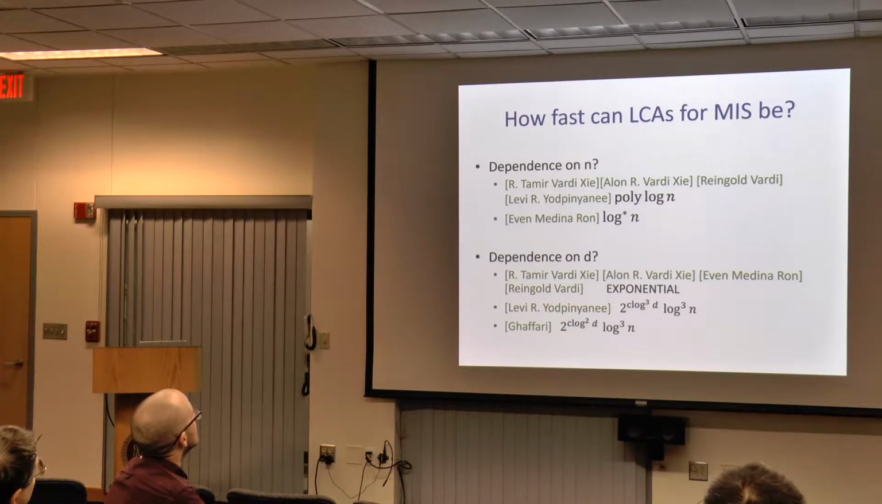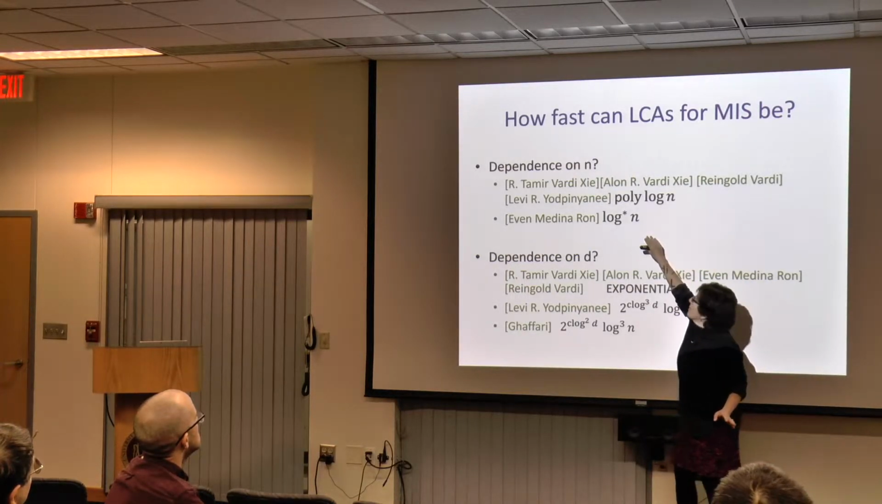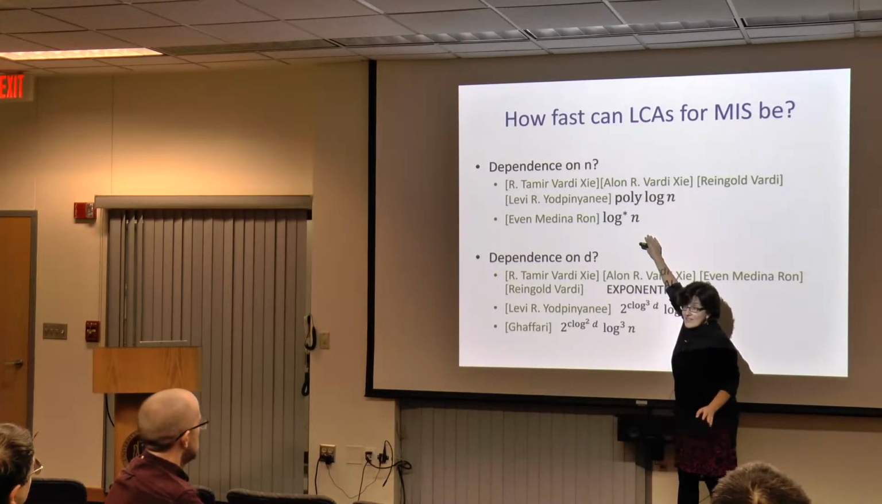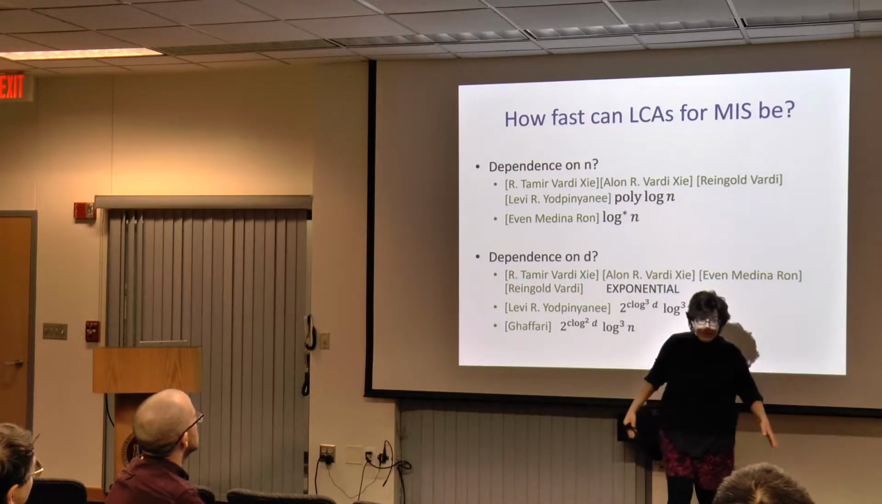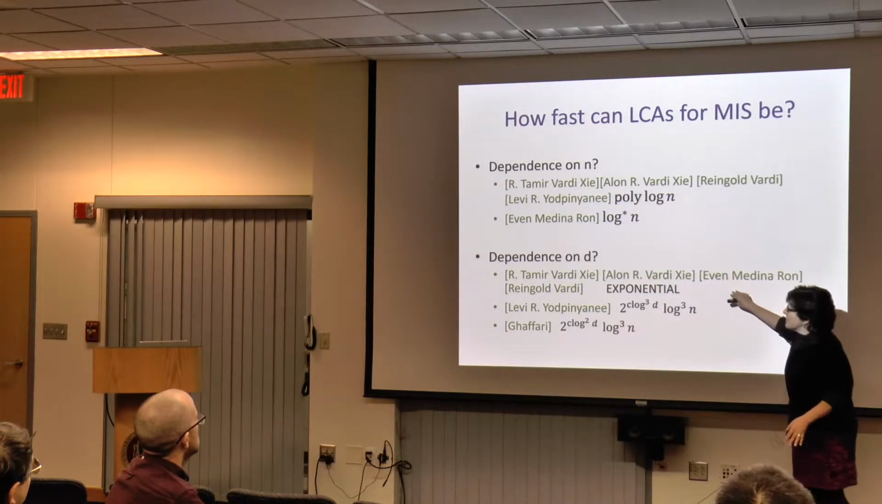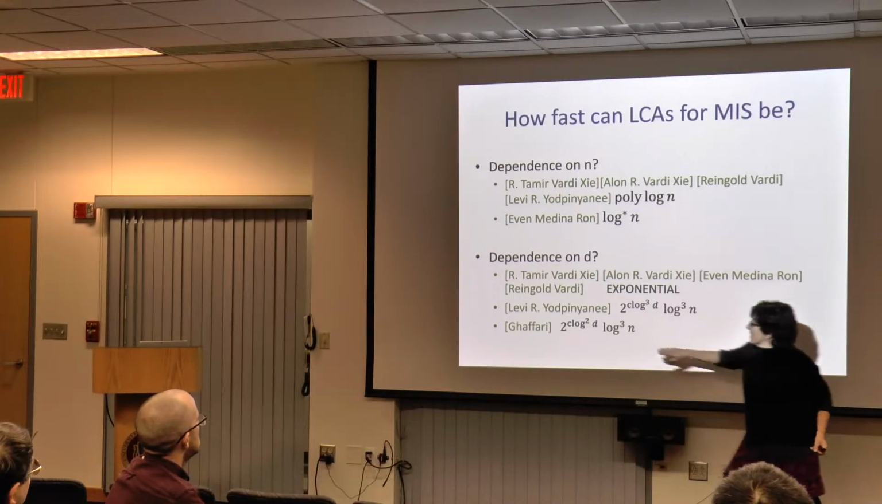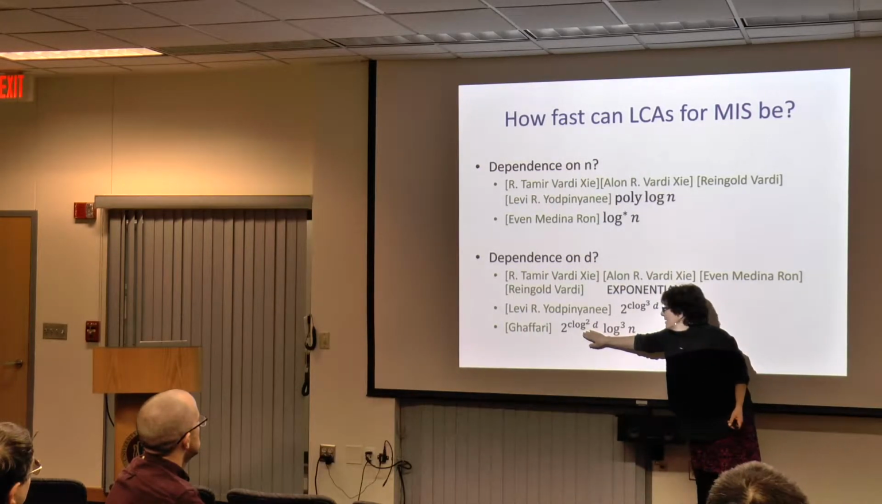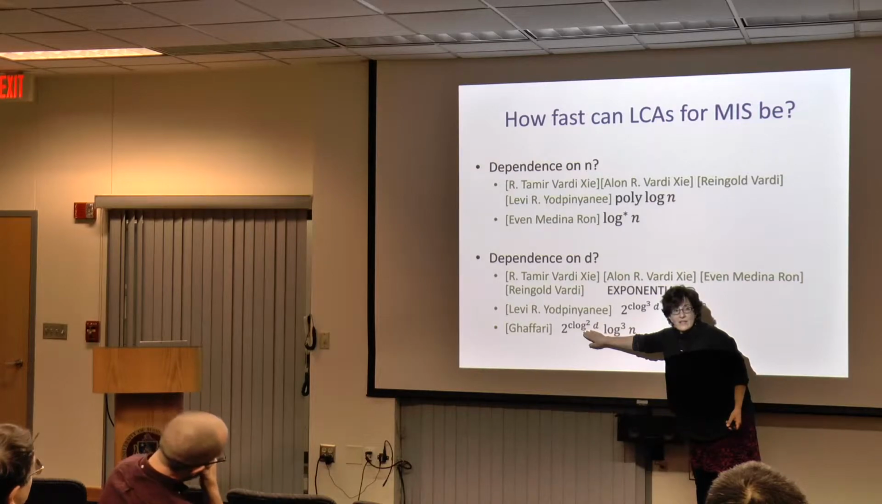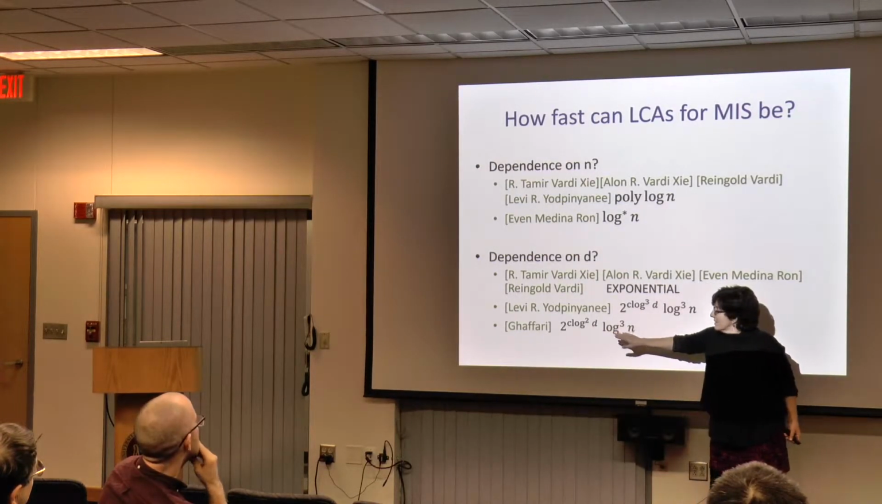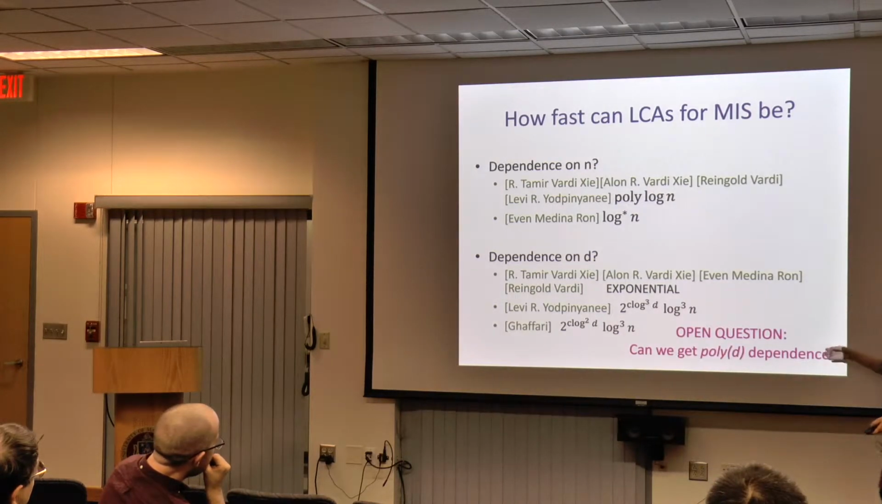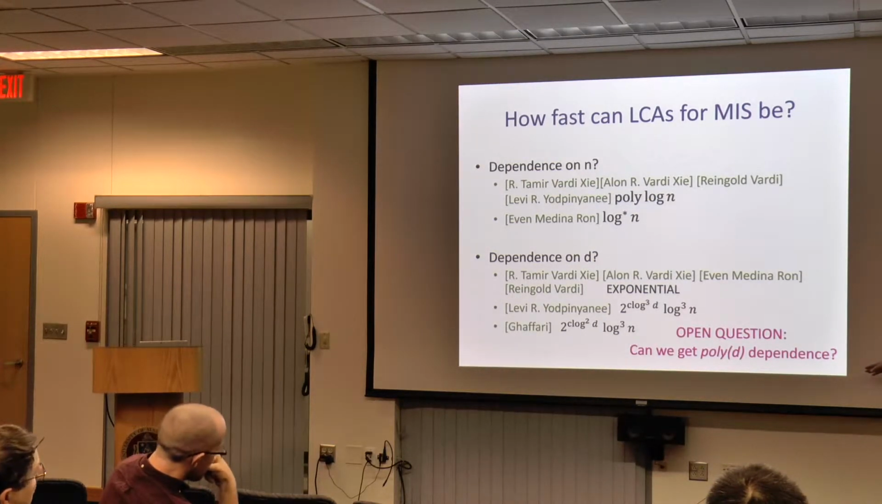So how fast can LCAs for MIS be? It turns out that the best, using a different distributed algorithm, in terms of n is log star of n, which is really tiny in terms of n. In terms of d, Ghaffari gives something which is quasi-poly in d, like d to the log d. So it's not quite polynomial in d, but it's quasi-poly. That leaves us an open question: can you get polynomial in d dependence?